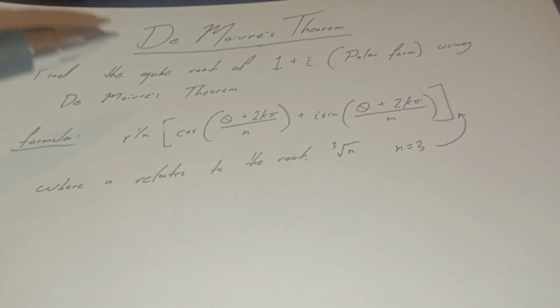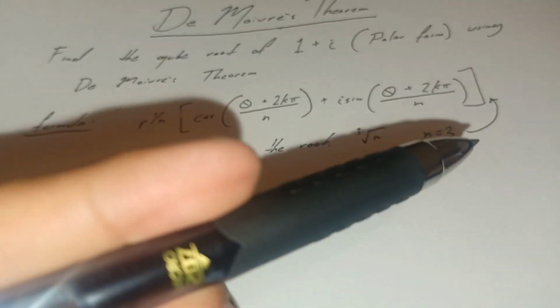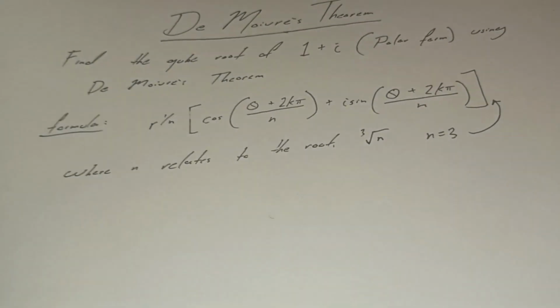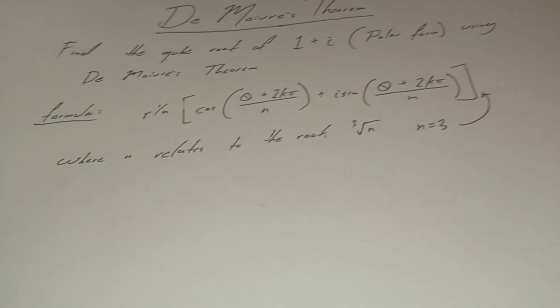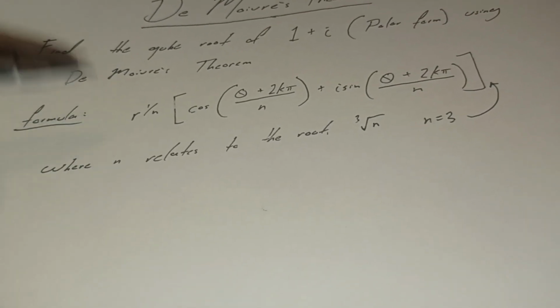If we're looking for the fourth roots, then n is going to equal 4. If we're looking for the square roots, n is going to equal 2. All right, so that's what that means. We have the formula now, so let's go ahead and begin. Let's look at the formula. What do we need? We need the r value.